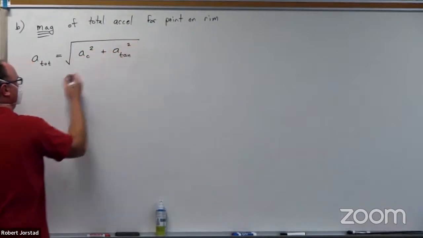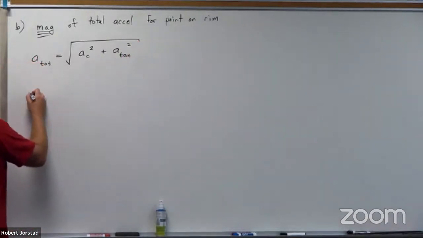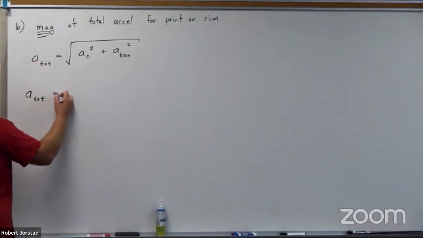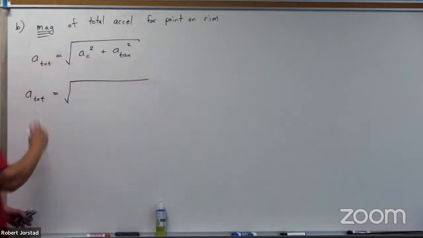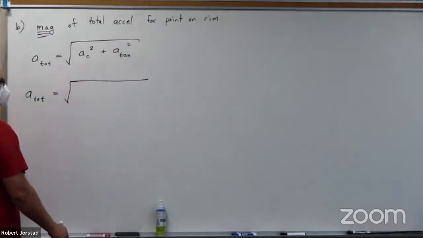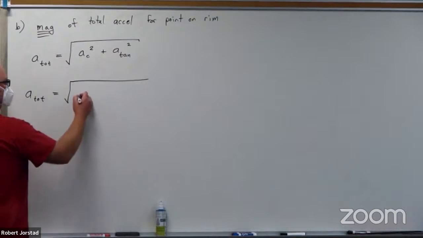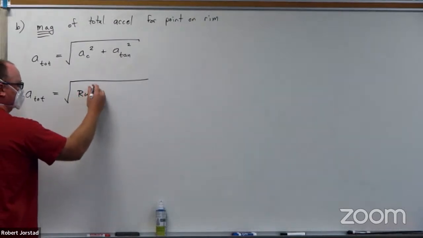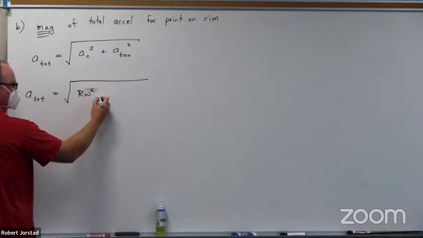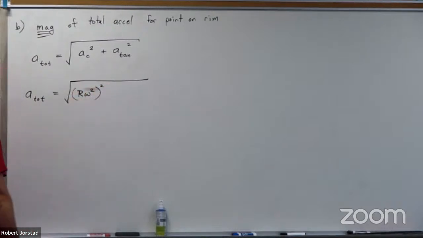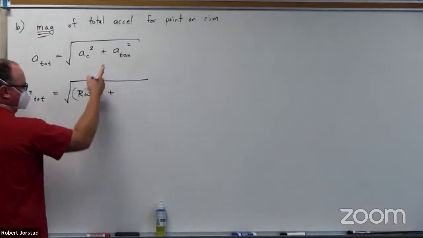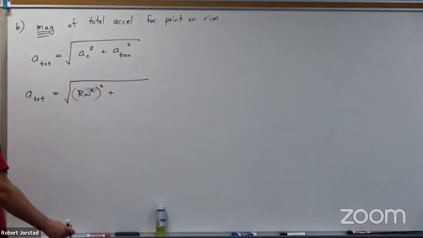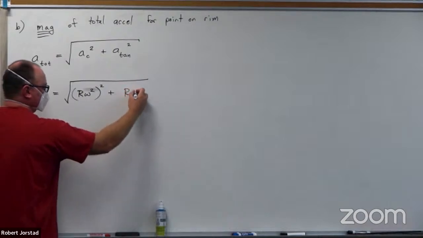Absolutely. Nice job, Michael. Does anybody happen to remember the equation for a_c in terms of rotational variables, r, omega, stuff like that? Alpha. What was a_c? It's not r omega, it's, oh my gosh, geniuses. So it's r omega squared, and then I'm going to square it. Does anybody remember a_tan? It's r alpha. Excellent.